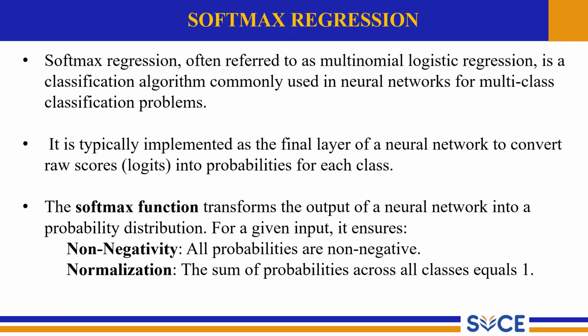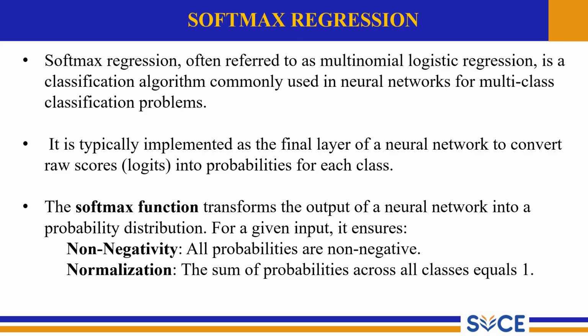The next topic is softmax regression. Softmax regression, also known as multinomial logistic regression, is a popular classification algorithm used especially in neural networks for handling multi-class classification problems. It is usually implemented as the last layer in a neural network. Its job is to take the raw output scores, often called logits, and convert them into probabilities for each possible class.